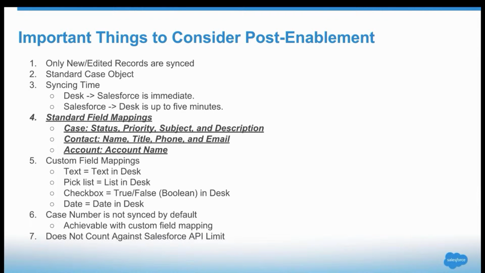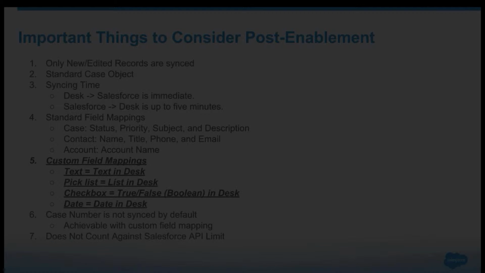This is something about the standard field mapping. We have a few fields that are standard and automatically mapped when you enable Desk Connect. For the case object, those are status, priority, subject, and description. For the contact object, the name, title, phone, and email fields are automatically synced, and the account syncs the account name. We can also use custom field mappings to sync between Desk and Salesforce.